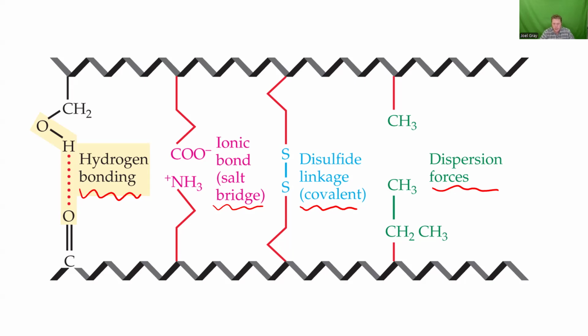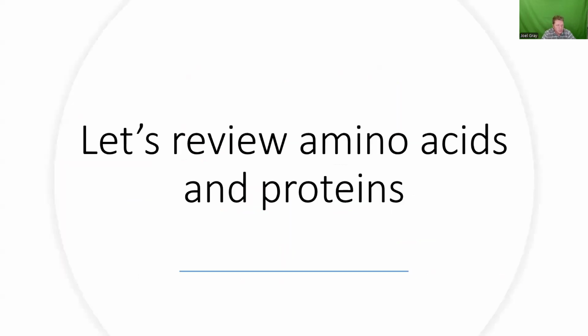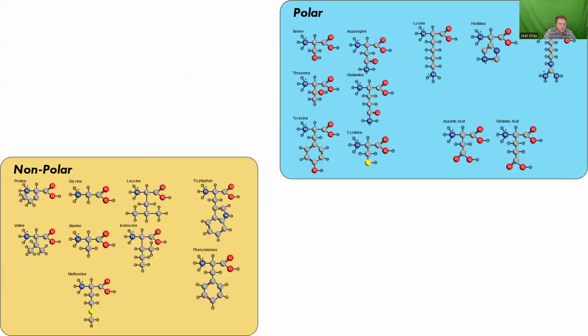We're going to first look at hydrogen bonding. And so when it comes to hydrogen bonding, what we're going to look for is, actually scratch that. We're going to look for an R group that has a hydroxyl and another R group that has, as one example, a carbonyl oxygen. Okay. So let's review our amino acids and talk about what they are going to stabilize.